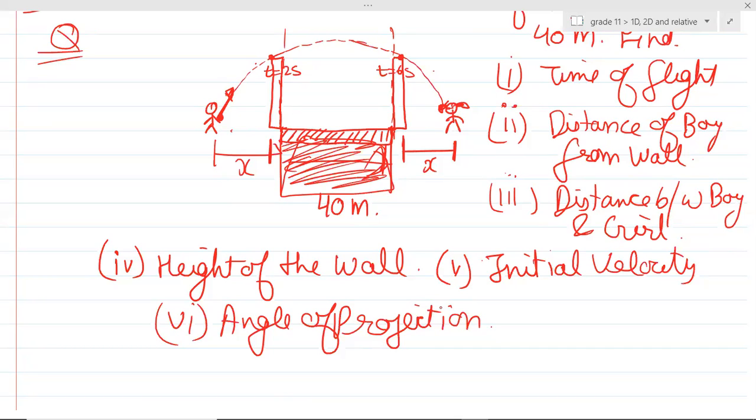Anyone can? 10 seconds? 10 seconds is the wrong answer. Achha, what logic did you use for 10 seconds? So 2 plus 6 plus 2. 2 plus 6 plus 2 is wrong.